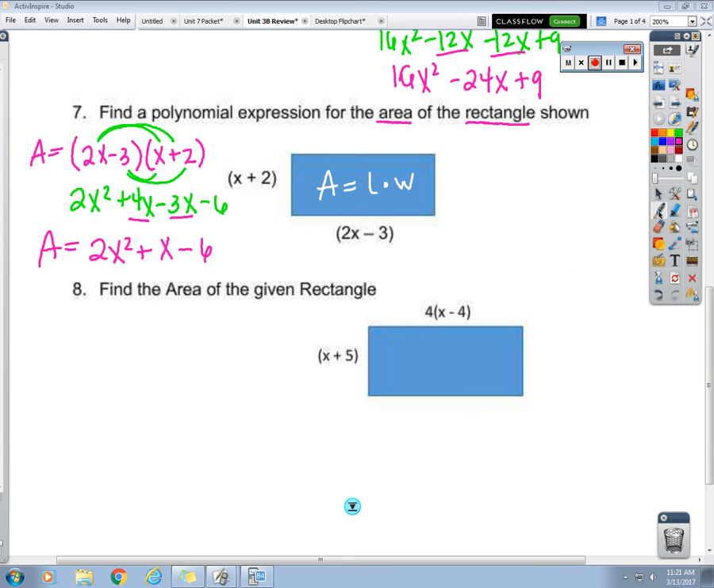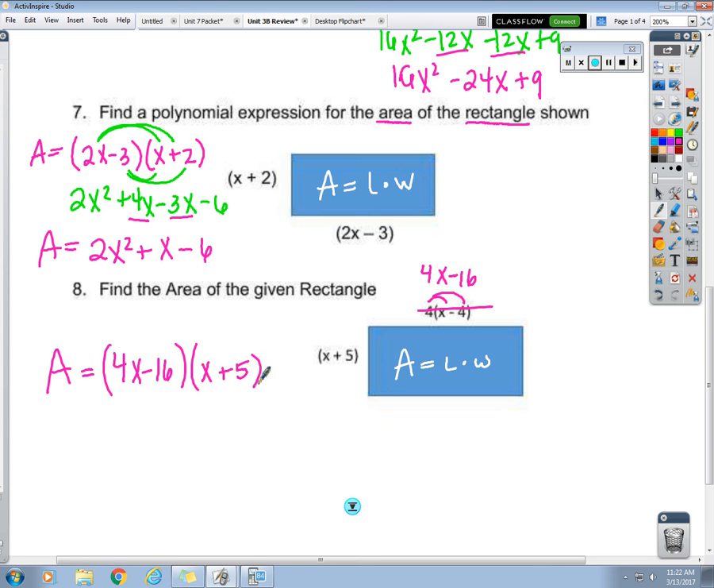Okay, again, we're trying to find the area of a rectangle. Okay, and the area of a rectangle is the length times the width. So, what is the length for this one? Okay, what would be easier to do first? Go ahead and distribute that out and get what? Correct. It would be easier to go ahead and distribute that and make it 4x minus 16. Then that's the length. You're going to multiply by the width of x plus 5. And now you just FOIL, or double distribute, whatever you want to call it.